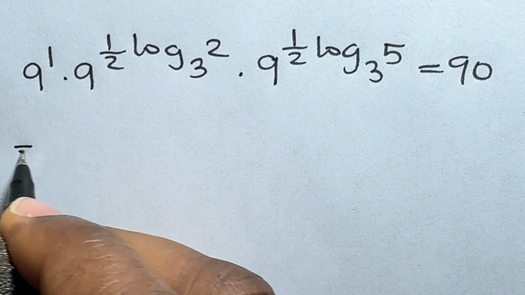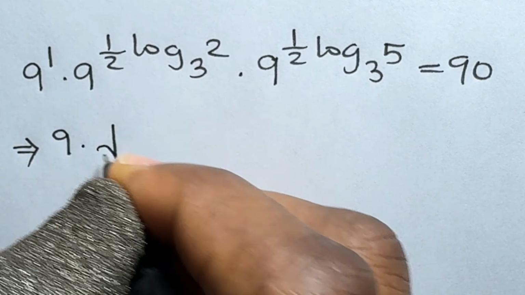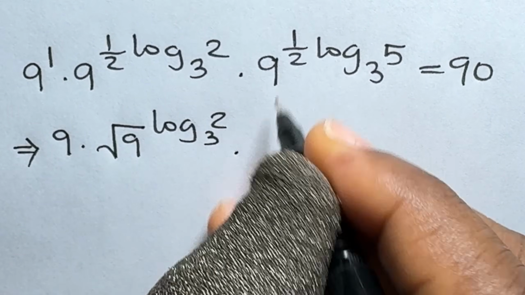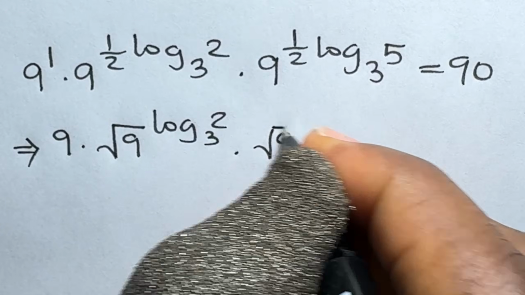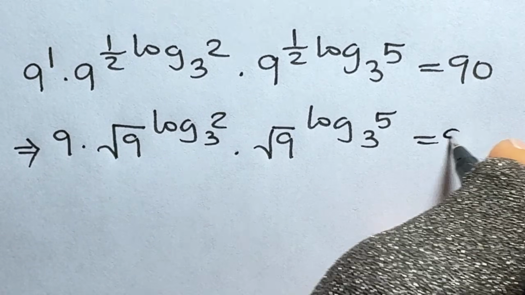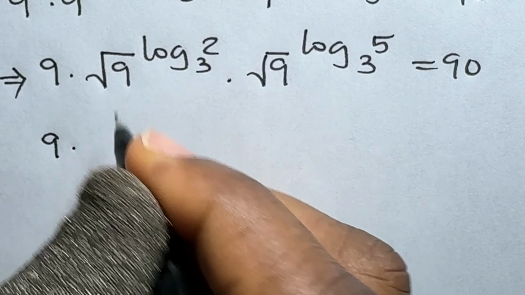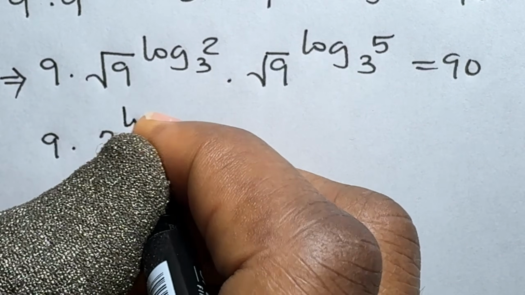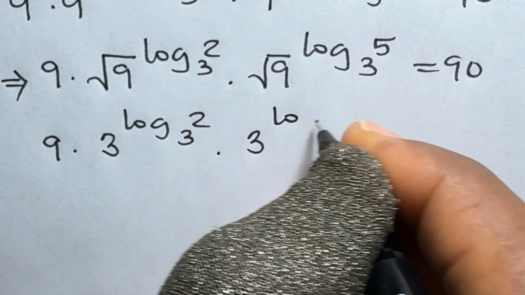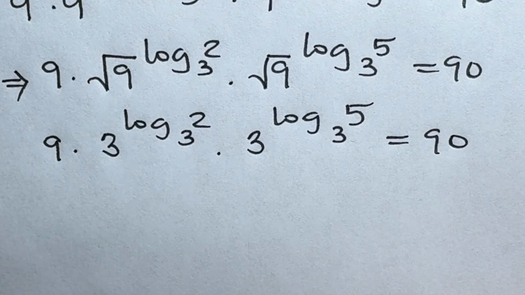This implies 9 times, this is going to be square root of 9 raised to power log 2 base 3 times square root of 9 raised to power log 5 base 3 is equal to 90. So this is 9 times, square root of 9 is 3. So we have 3 raised to power log 2 base 3. Here also we have 3 raised to power log 5 base 3 is equal to 90.